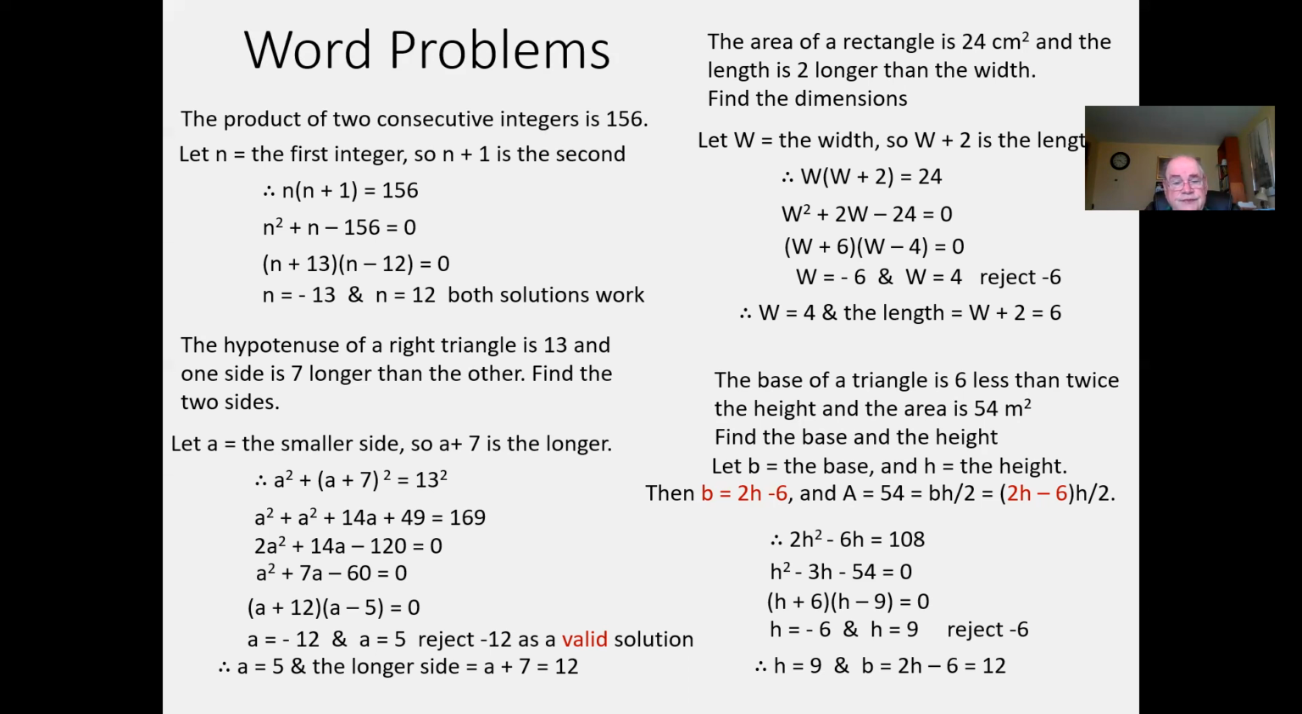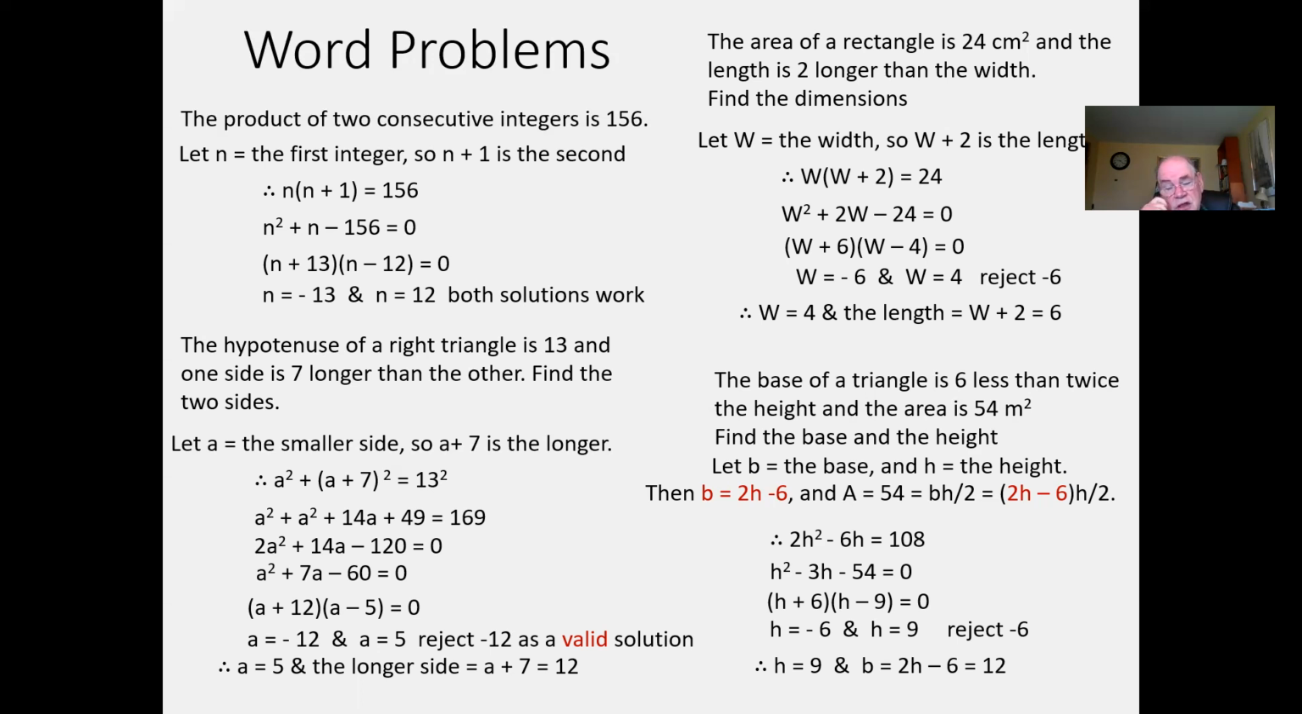And then I bring everything over to the other side. And again, notice that everything is even. I can factor out the 2. A lot easier to factor that expression. H squared minus 3H minus 54 is equal to 0. Factoring that, going through the factors of 54, we come up with minus 6 and a 9.